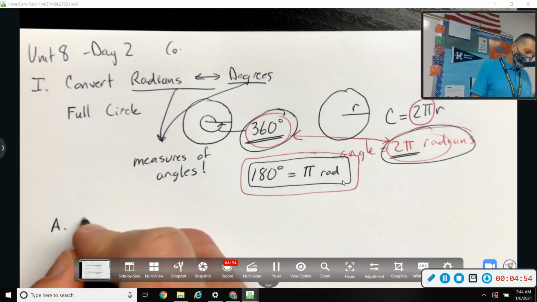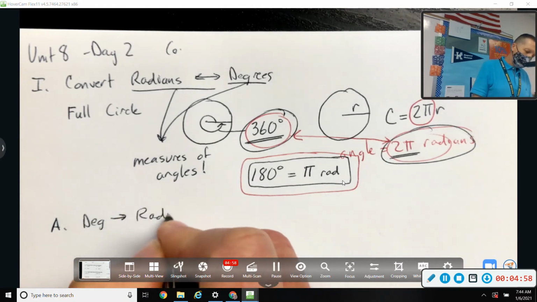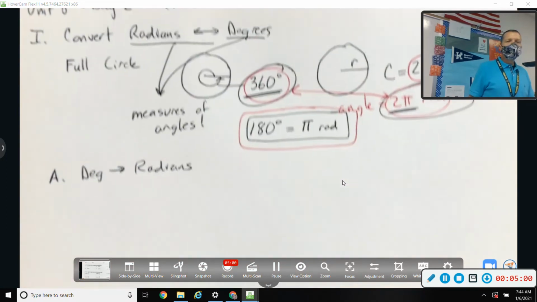So let's start by going from degrees to radians.